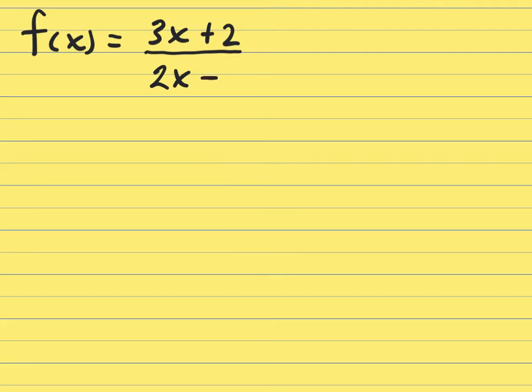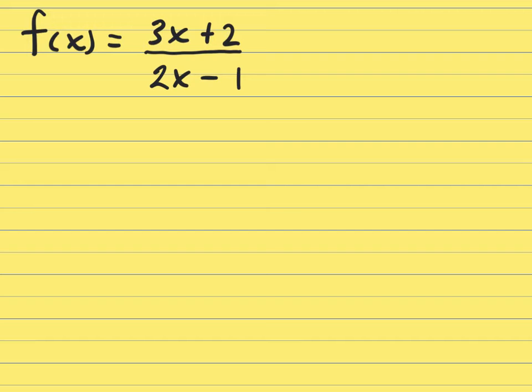Hey class, let's check out some vocab and graphing of rational functions by looking at domain, vertical asymptotes, and horizontal asymptotes. Let's start with a first example of f of x, and we'll put that equal to (3x + 2) over (2x - 1).